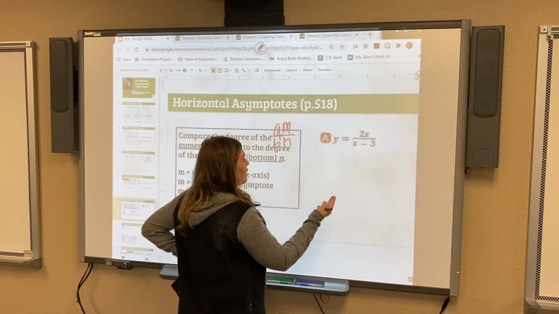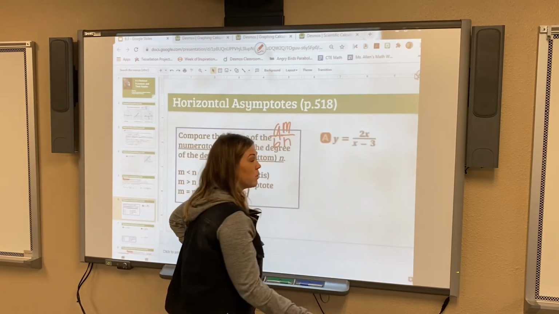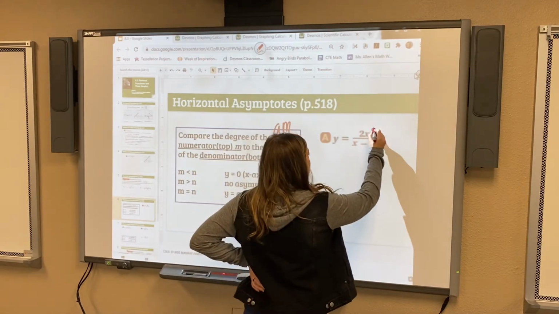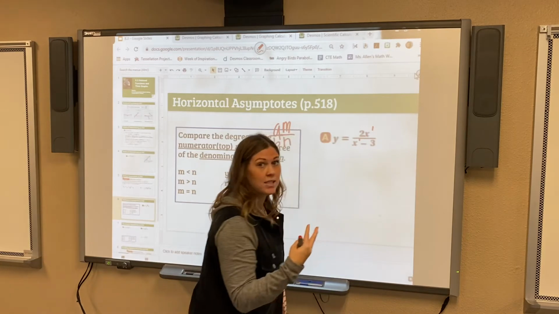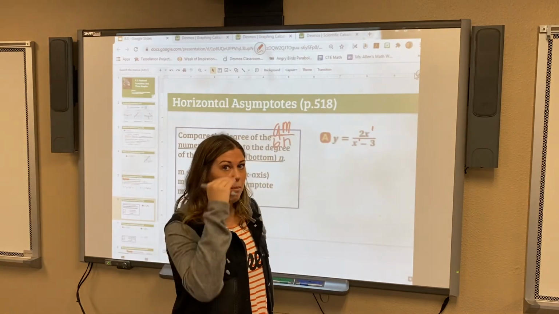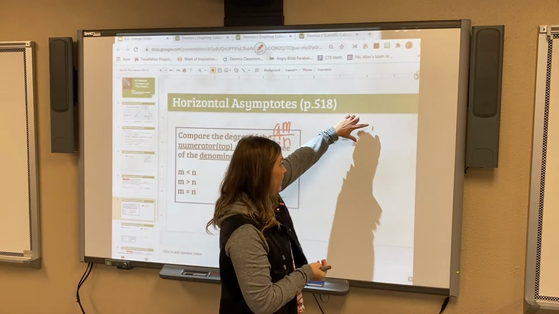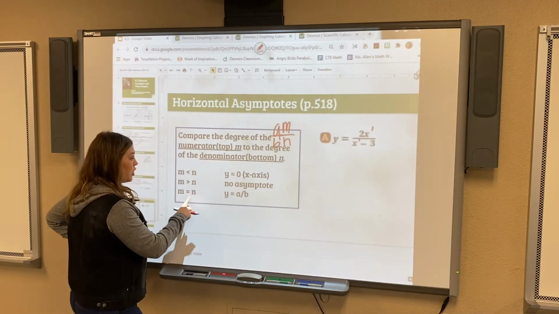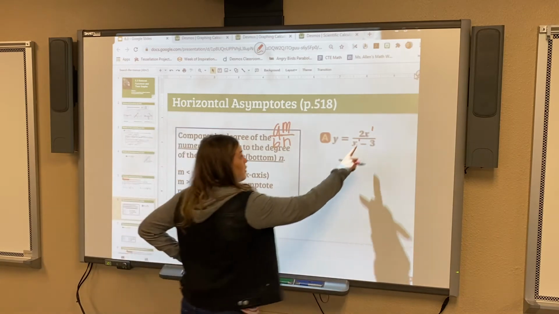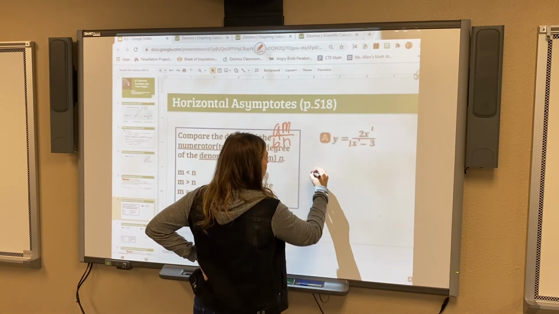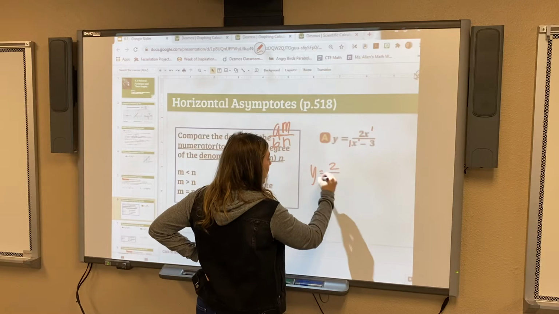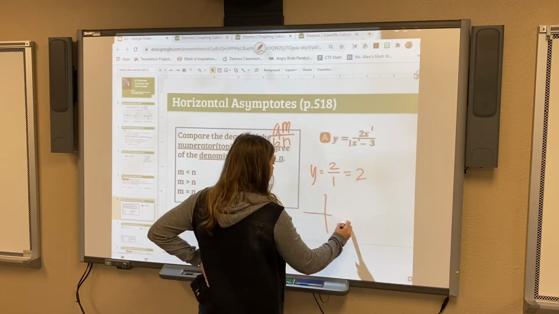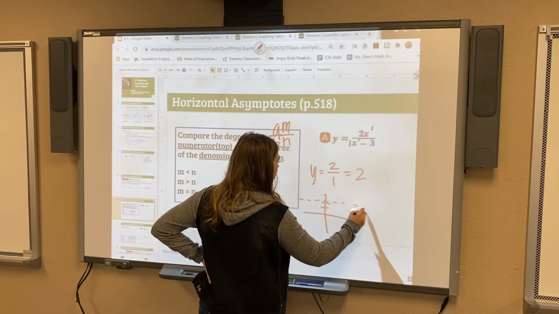So we have y equals 2x over x minus 3. So first we need to look at their degrees. Okay, so that's your exponents. The exponent here is 1, exponent here is 1, and that's our highest. So 1 over 1, m over n. M is equal to n. These are the same degrees. So if they're the same degrees, we look at the numbers out front. So here we have a 2 and we have a 1. So y equals 2 over 1, or y just equals 2. So at y equals 2, there will be a horizontal asymptote.